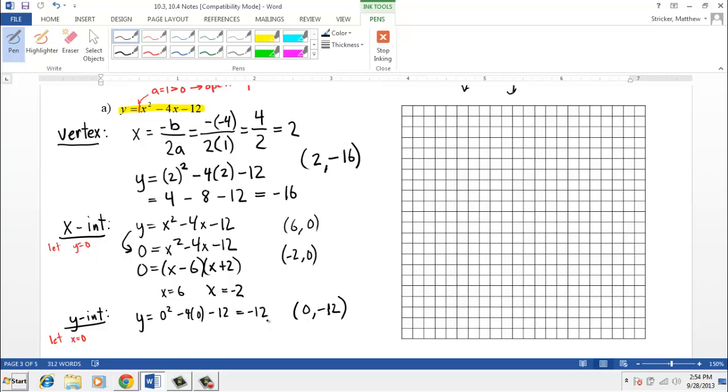So I'm going to go ahead and put some axes on here. Alright, so let's go ahead and put these points on. First we have a vertex at 2, negative 16. It's right there. That's the point 2, negative 16. We have x-intercepts at negative 2, 0, and 6, 0. We have a y-intercept at 0, negative 12.